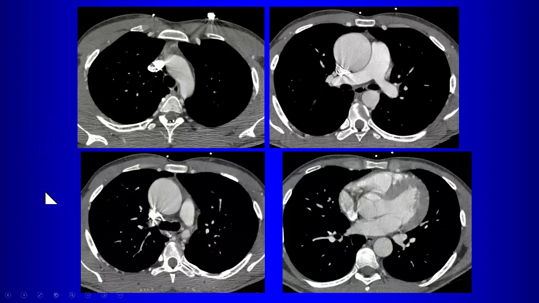So let's take a look at this case. So here's our CT. What can you tell us about the CT here? Dilatation of the aortic root. Well, dilatation. Yeah, so there is dilatation of the ascending aorta, right? So we see that the aorta is big, okay? So what do we think the cause is?